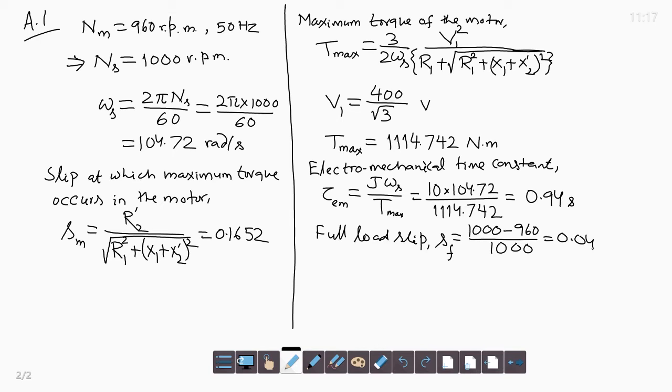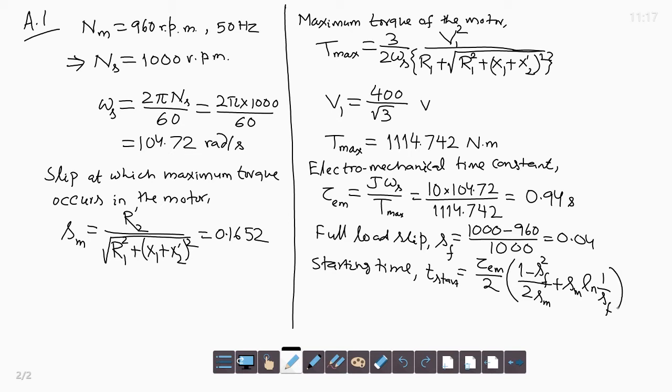So, now you can find out the starting time. T start, its formula is derived earlier in the theory. So, it is tau em by 2 times 1 minus sf square divided by 2 sm plus sm ln 1 by sf. So, this is the formula which is derived. So, tau em is just determined, sf is the full load slip 0.04 and sm we have obtained 0.1652. Substituting this, you can compute the starting time, its value is 1.67 second.